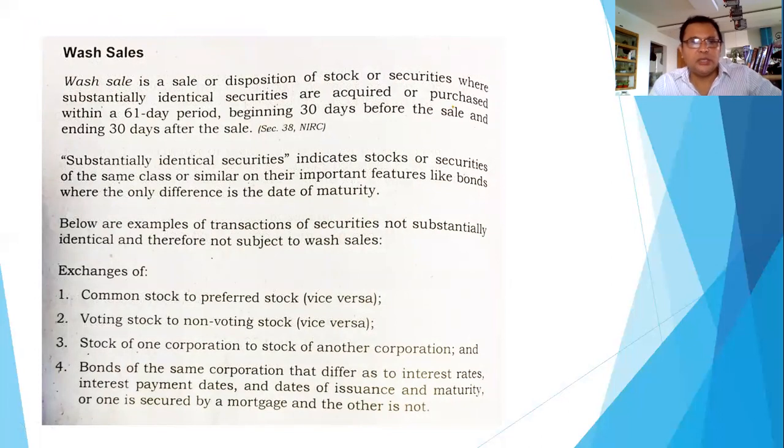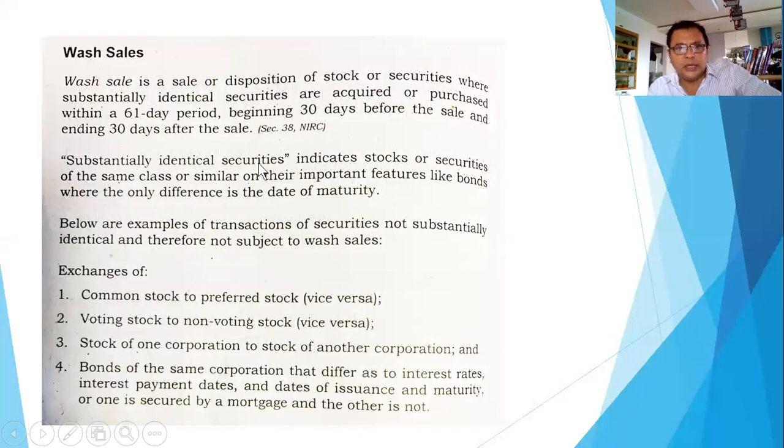Let's go to wash sale. Wash sale is a sale or dispossession of stock or securities where substantially identical securities are acquired or purchased within a 61-day period. And the time here is beginning 30 days before the sale and ending 30 days after the sale. So beginning the sale 30 days before, and after the sale 30 days after.